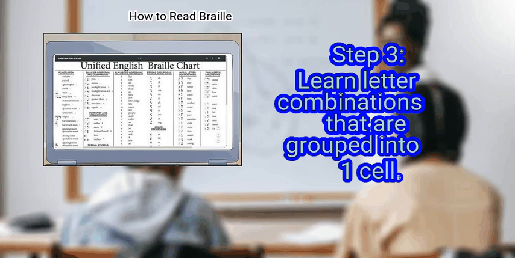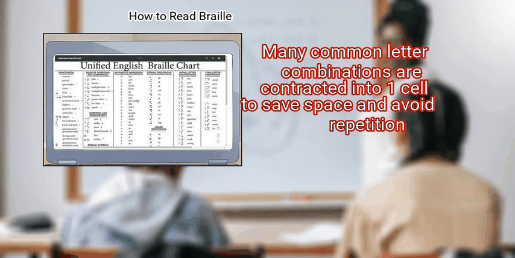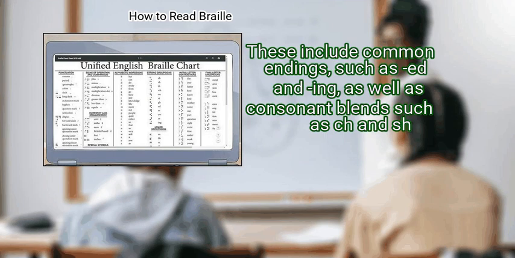Step 3. Learn letter combinations that are grouped into one cell. Many common letter combinations are contracted into one cell to save space and avoid repetition. These include common endings, such as ed and ing, as well as consonant blends such as ch and sh.